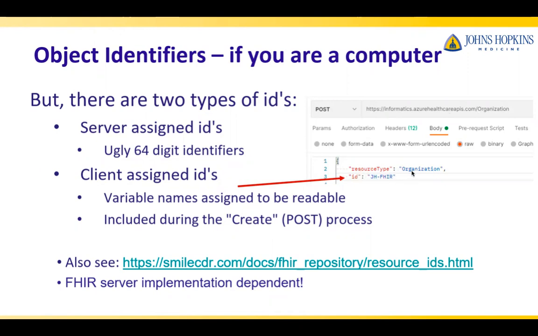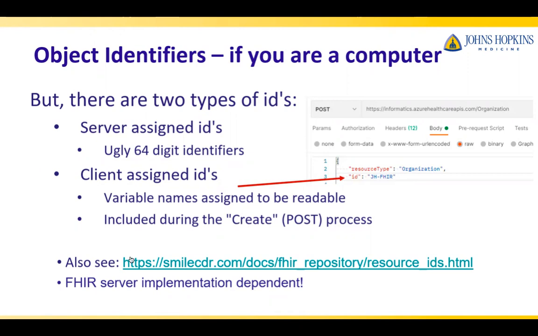And the resource always has to match. So here we have resource type organization. Up here on the URL, we have that it's an organization. Here we're going to give it a client-assigned ID, and we're going to say that the ID for this organization is Johns Hopkins JHFHIR. In this way, we'll be able to refer to JHFHIR going forward, and the server will remember that this JHFHIR is now mapped to the 64-digit character string.